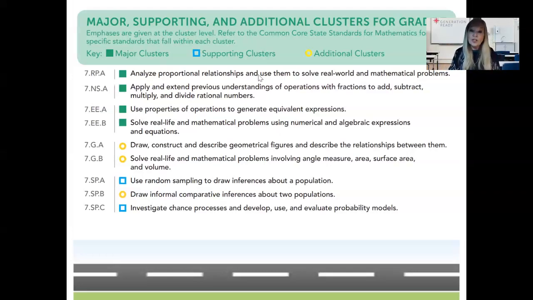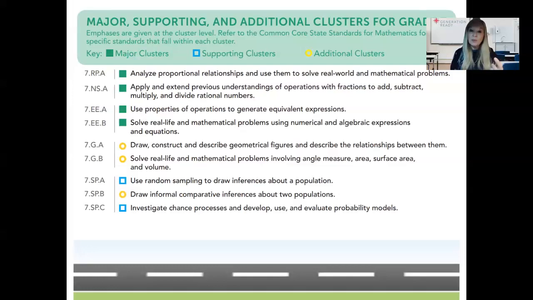Analyze proportional relationships and use them in problem solving. Fine. Apply and extend previous understandings of operations with fractions. And now for operations with what? With rational numbers. All right, so we don't have repeating decimals or anything like that. So we're going to do it all with rationals. And then 2 EEs, but very, very, very critical, because we want to send our kids 6th and 7th into 8th grade, which is really kind of pre-algebraic thinking, very successful.